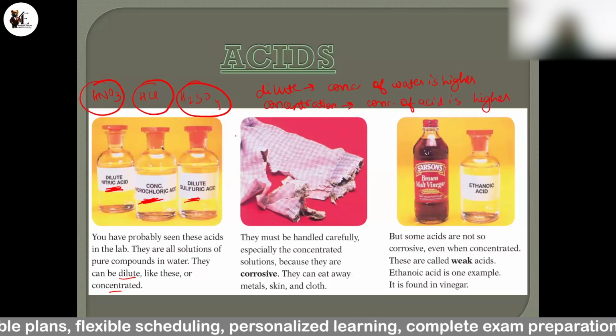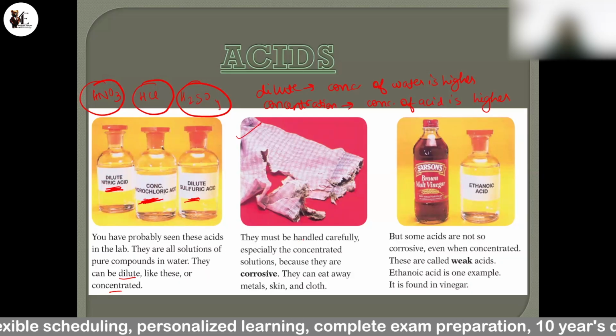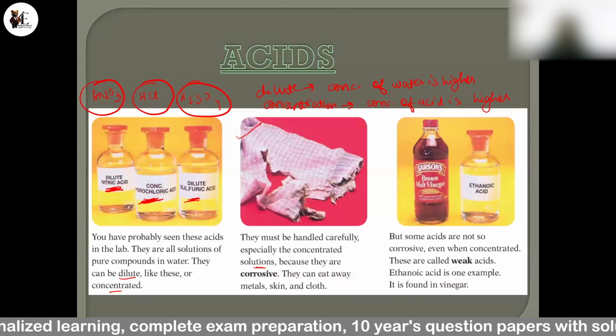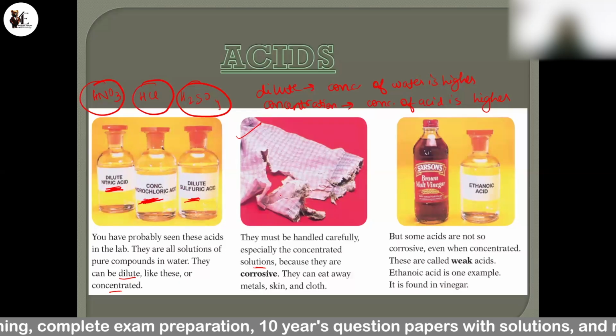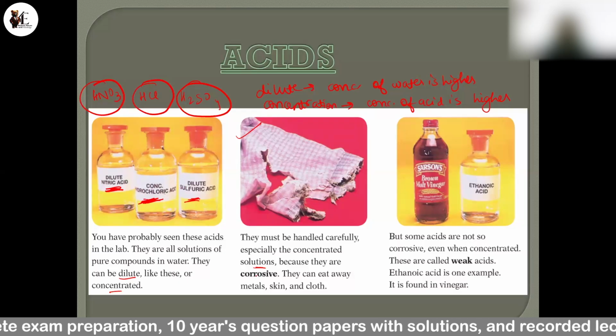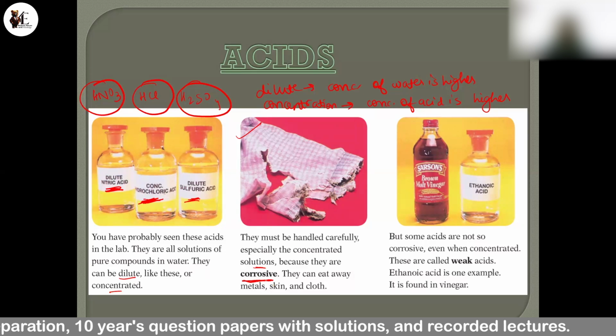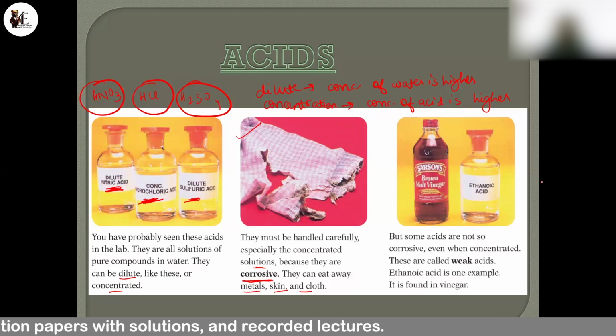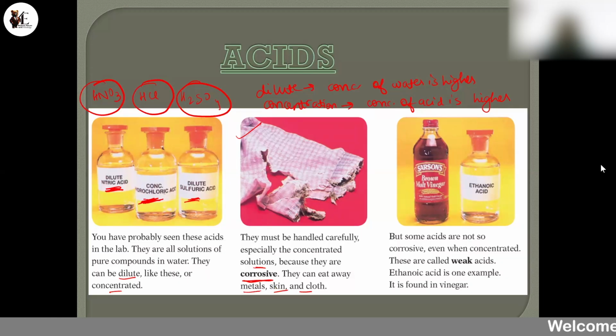This image shows that acids must be handled carefully, especially the concentrated solution. This is a cloth in which acid is spilled. Acid is corrosive, as Tino has told me that acids are corrosive. They can eat away metal, skin, cloth. That's why we have to take very large precautions while handling these acids, especially the concentrated acids. They are very corrosive.